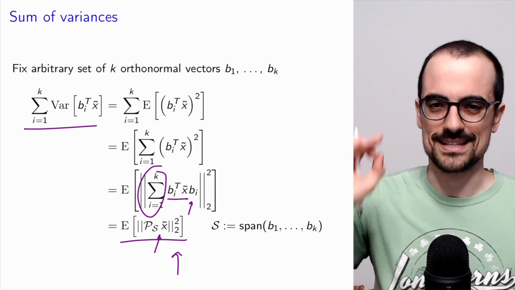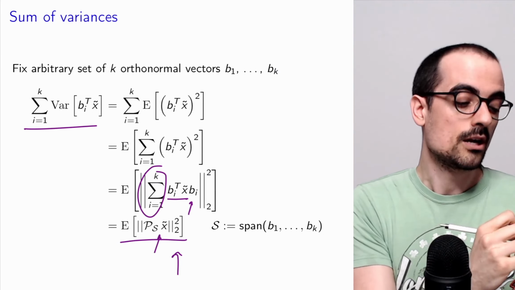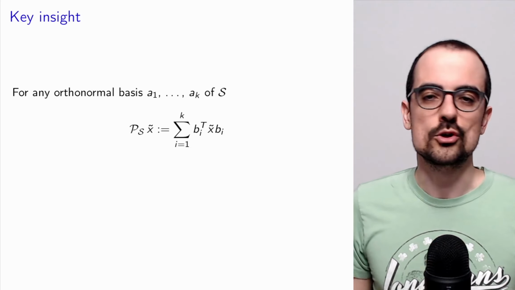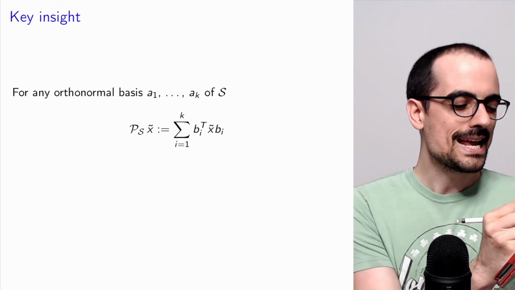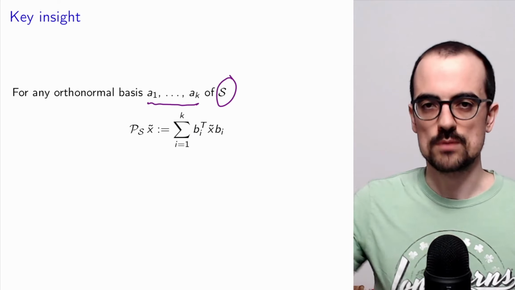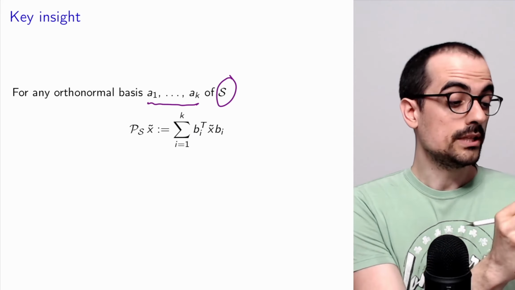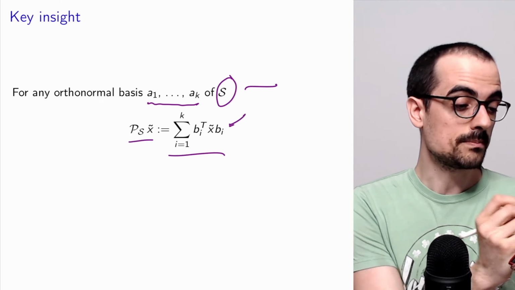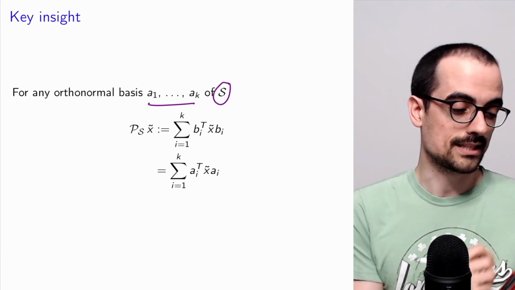I'm getting a bit confused there. The sum of the variances using the first k principal directions is going to be larger than this term here. In order to do that, we're going to use a key insight. The key insight is that we can use any basis of this subspace S, which is formed by the linear combinations of b1 to bk, to compute this projection. Here we used this specific basis of this subspace, but we could have used any other basis as long as they belong to the subspace.